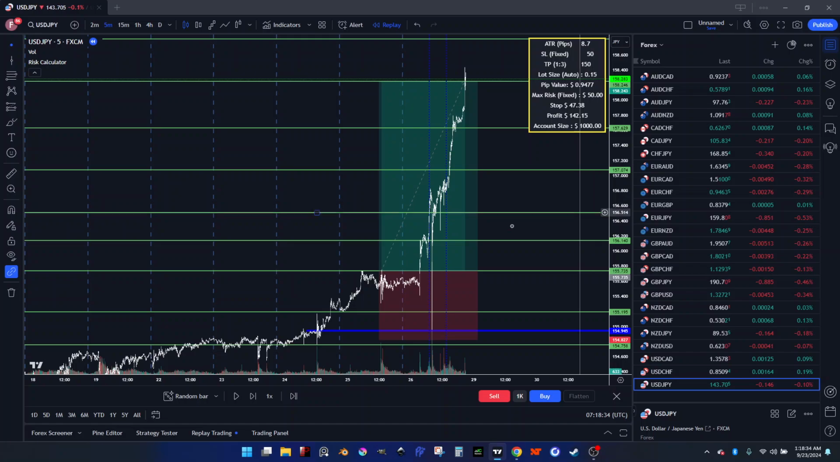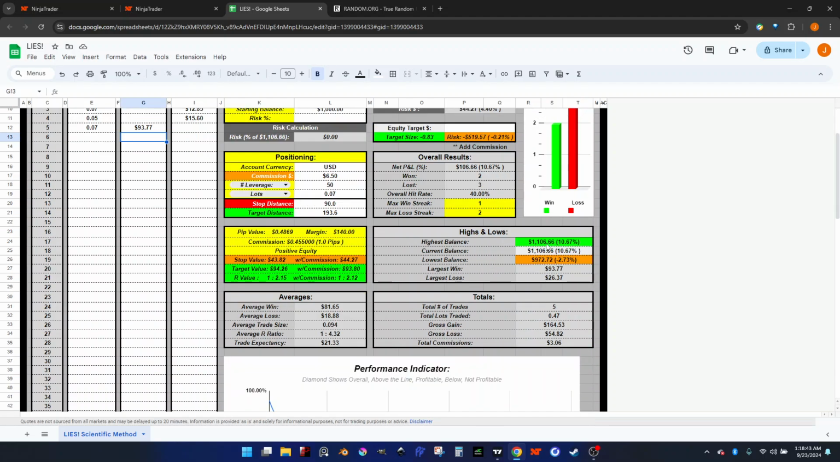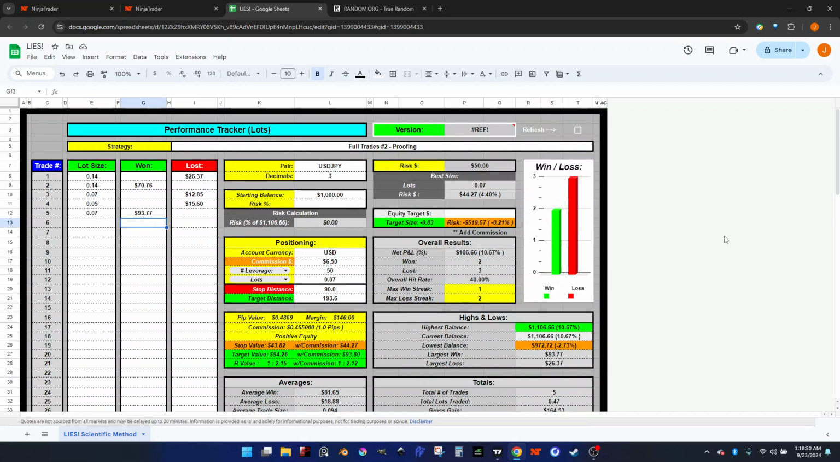It's as simple as that. So you noticed I did a full follow through. I did my job, and we made 10%, $106.66. Isn't that just the devil?